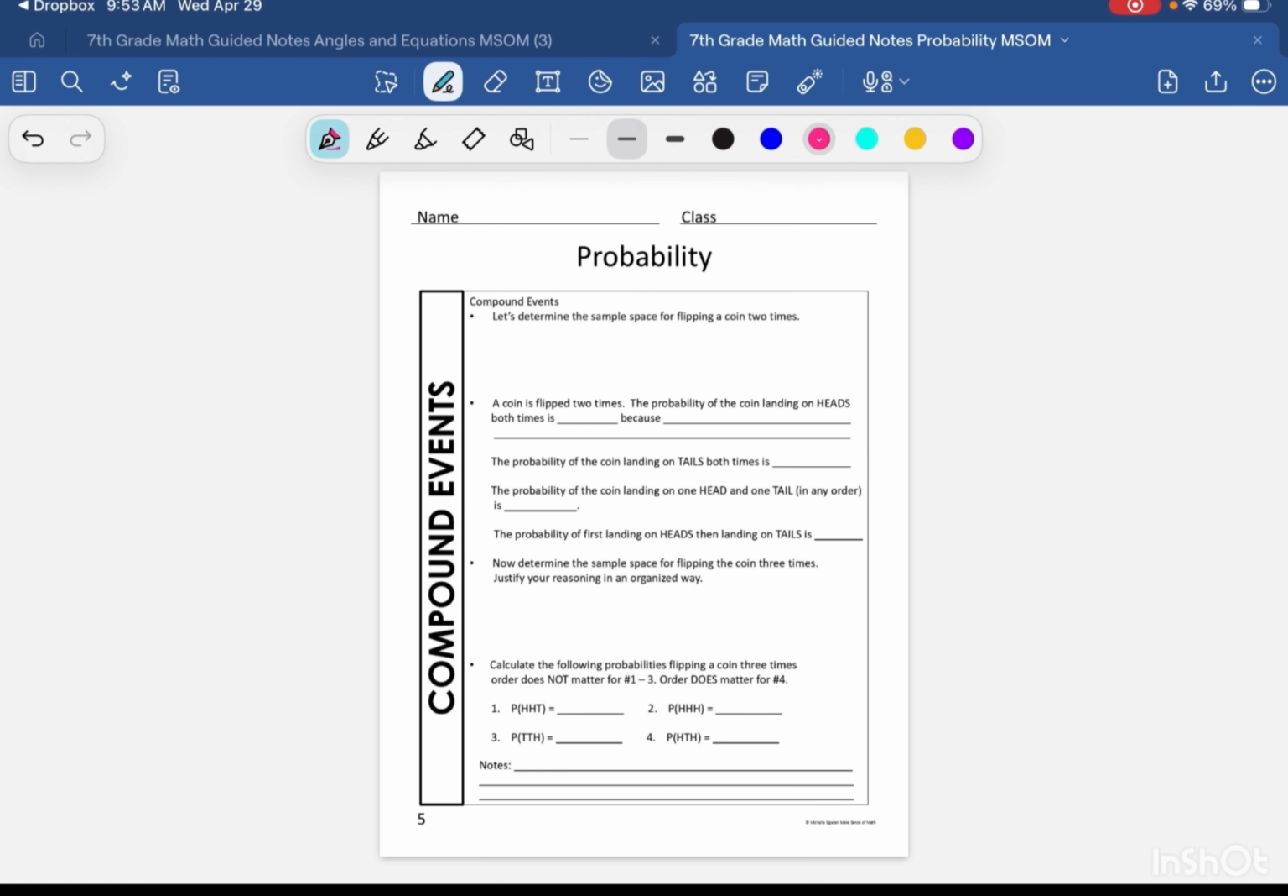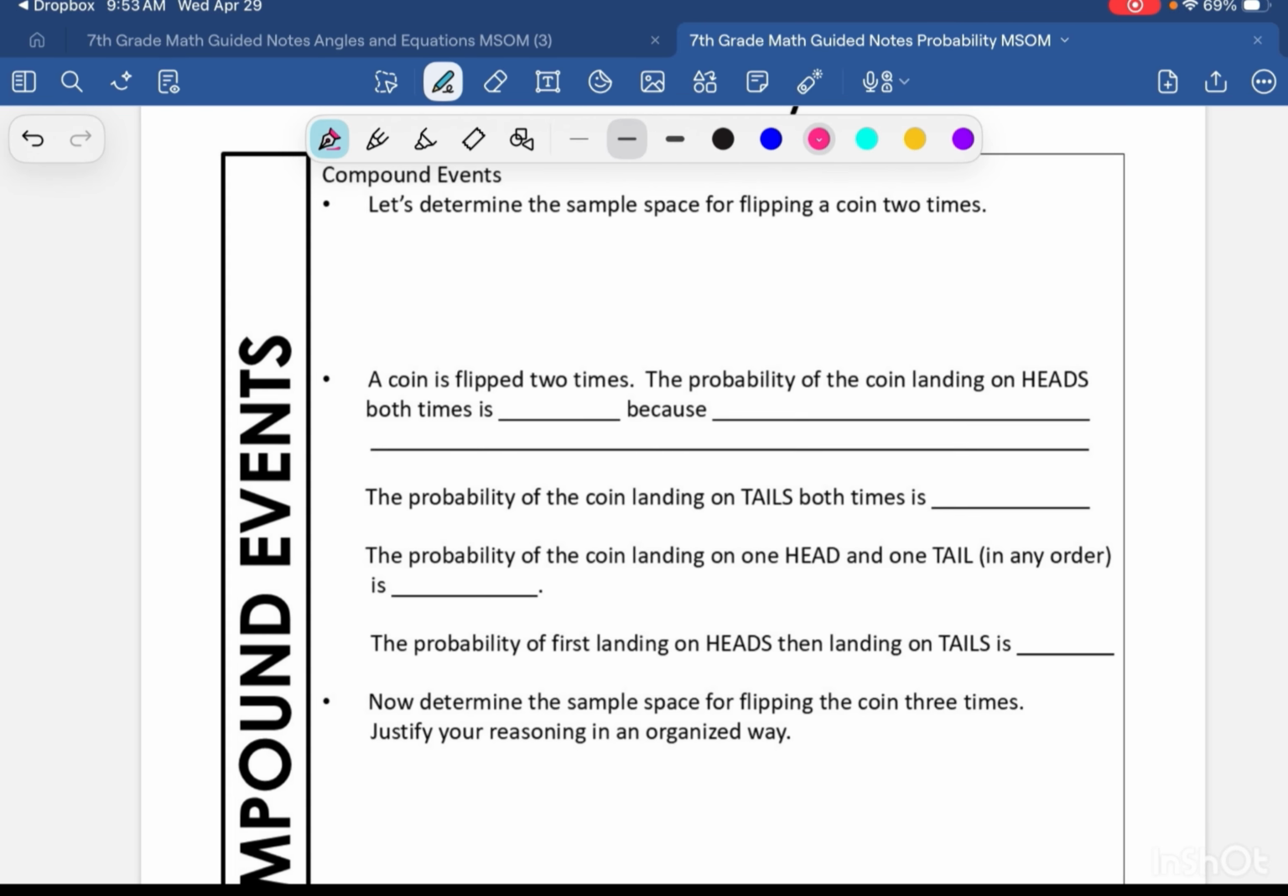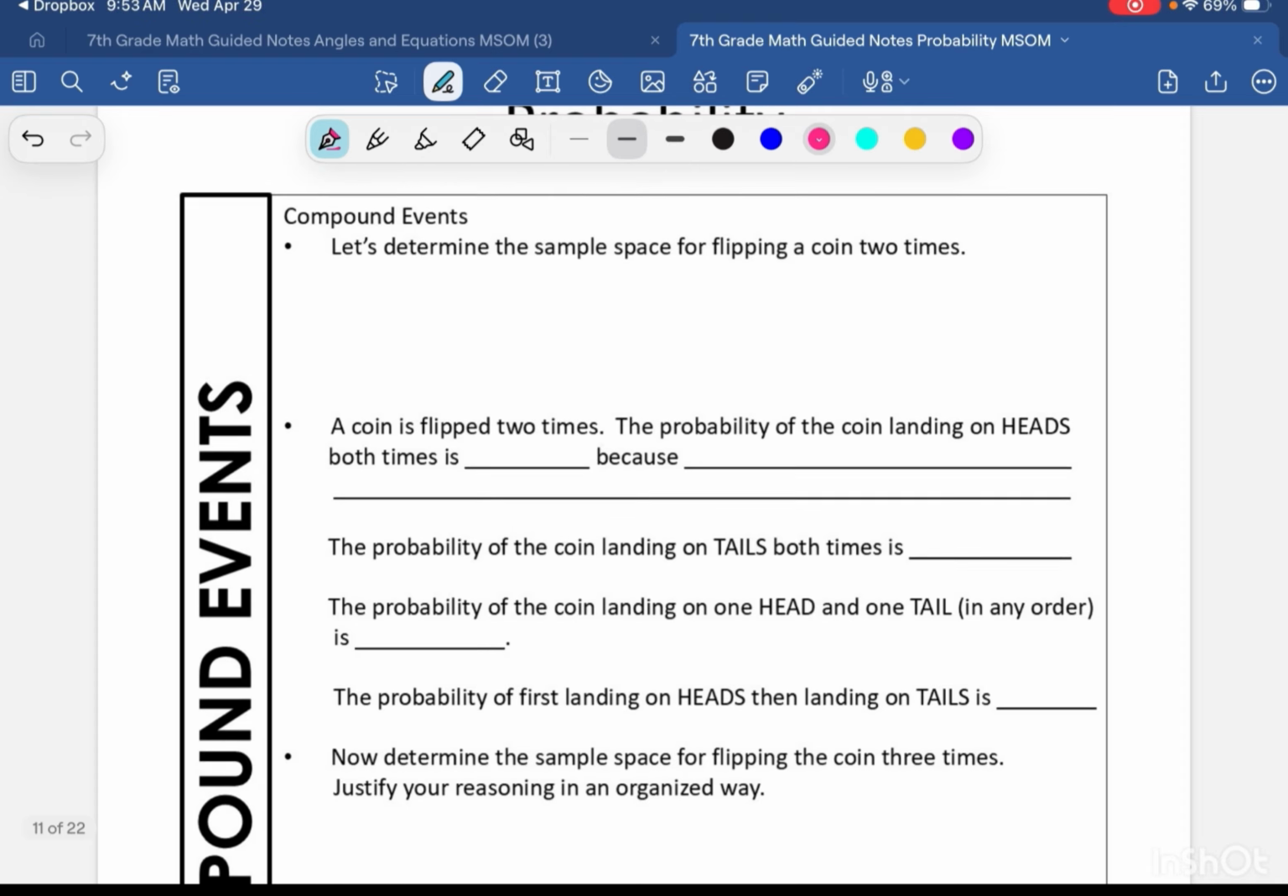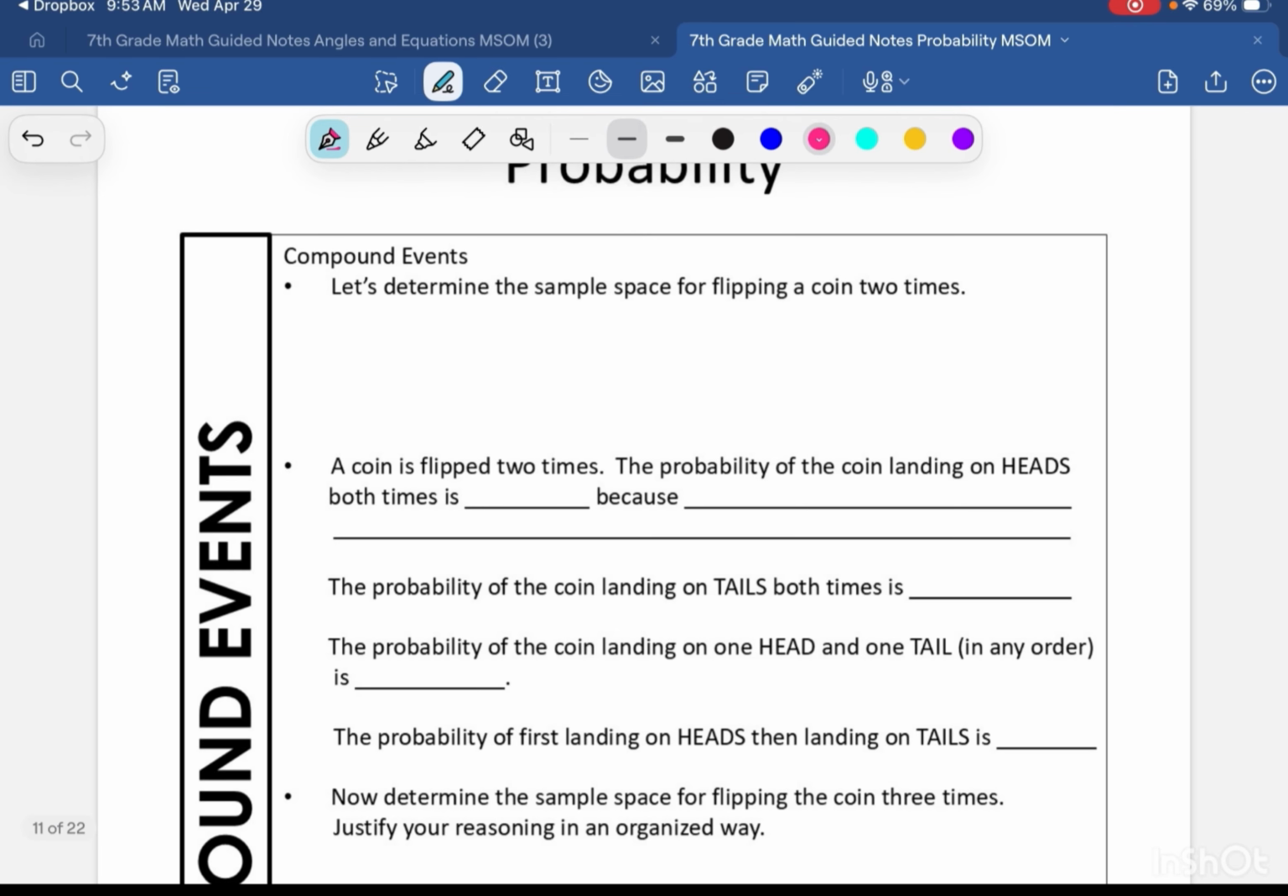Okay, the last page of the notes, we're going to talk about compound events and also sample space. So remember, sample space is the total possible outcomes. If I flip a coin, the possible outcome would be heads and tails. Now, however, let's say I flipped a coin 2 times. One great way to do this is to make a table and list your possible outcomes. So if I flip it once, my possible outcomes are heads and tails. And if I flip it again, my possible outcomes are heads and tails.